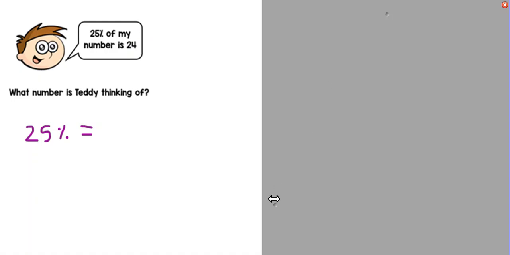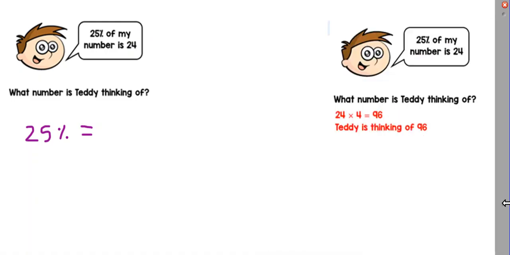Okay, let's have a look then. There are 4 quarters and you've got one of them. So you need to multiply 24 by 4, which is 96. So Teddy is thinking of the number 96. Well done, Year 6.